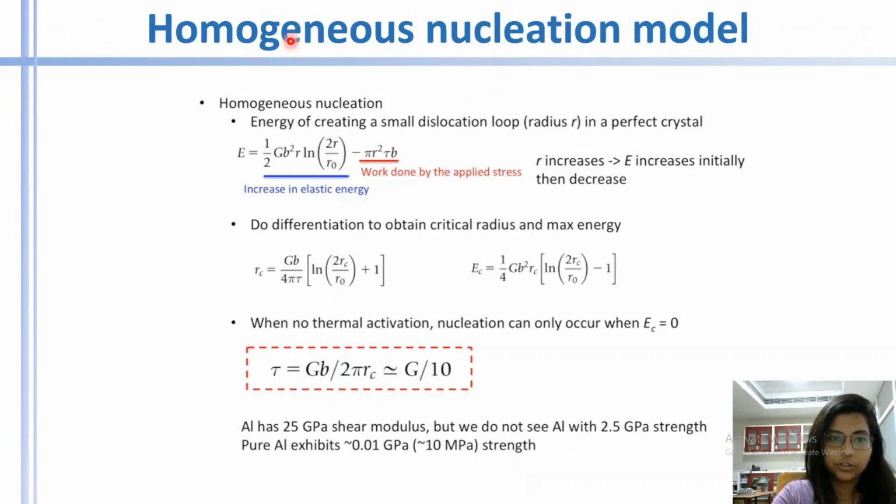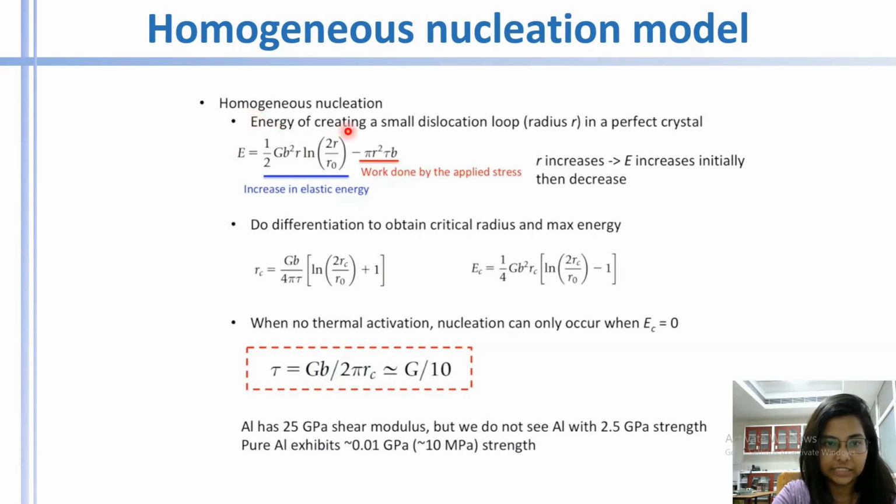Okay, so we will go through this one by one. Let us first look at the title of this slide. It is the homogeneous nucleation model. The homogeneous nucleation model assumes that what we are beginning with is a perfect single crystal which does not have any dislocations.